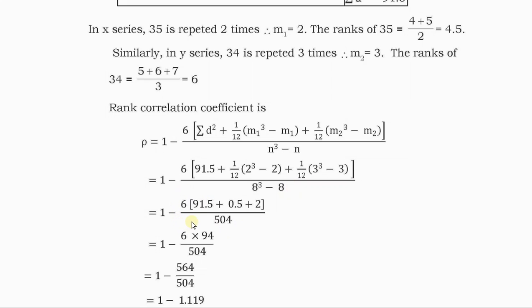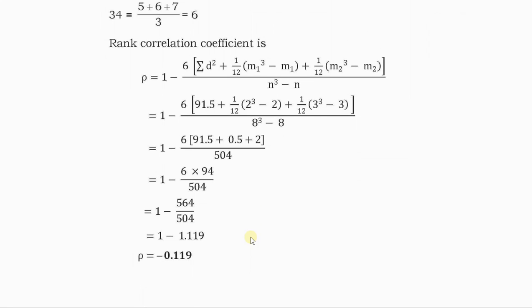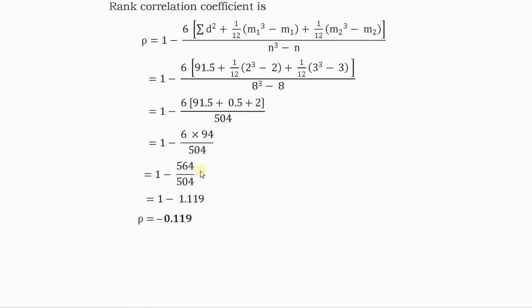So that is 1 minus 6 divided by 91.5 plus 0.5 plus 2 divided by 504. So that is 1 minus 6 into 94 divided by 504. That is 1 minus 564 divided by 504. That is 1 minus 1.199. The answer is minus 0.199. It is a negative correlation here, and since the answer is greater than minus 0.5, the degree of correlation is a lower degree negative correlation.